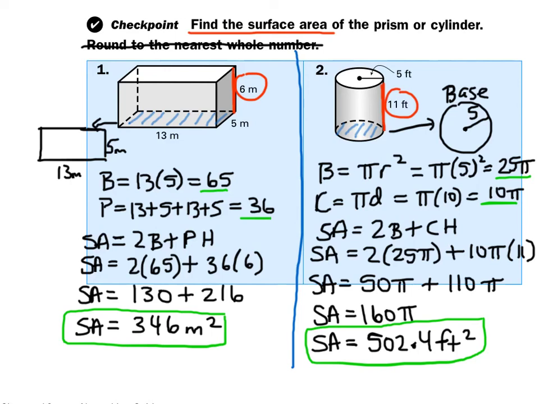And now I use my formula. Surface area equals 2 times the base area plus the circumference times the height. So that's 2 times 25 pi plus 10 pi times the height of the cylinder is 11. So 2 times 25 is 50, and bring down the pi, plus 10 times 11 is 110, and bring down the pi. So 50 pi plus 110 pi makes 160 pi. And so the last thing I do is multiply by 3.14. So 3.14 times 160 gave me 502.4 feet to the second power.